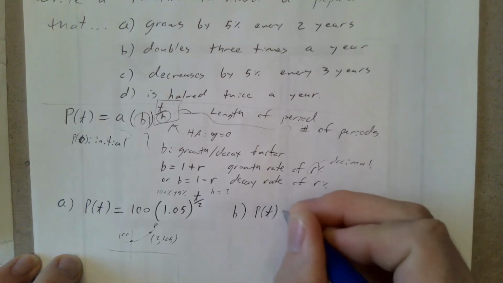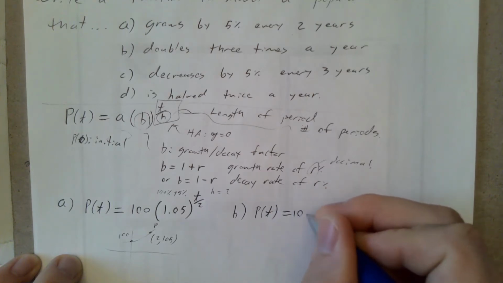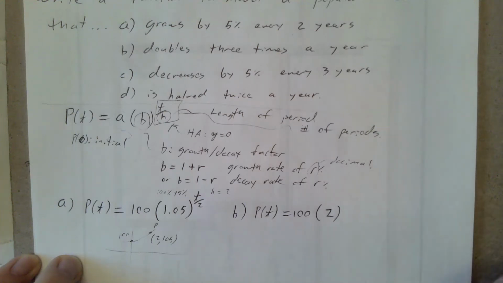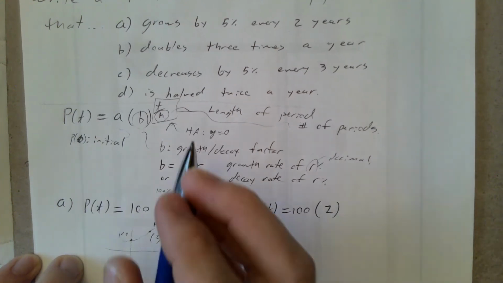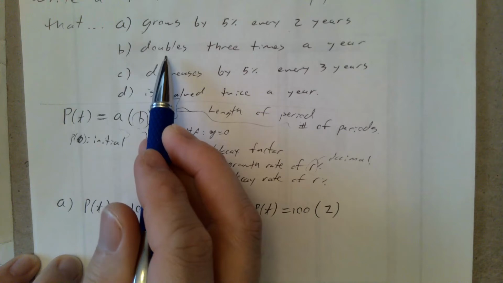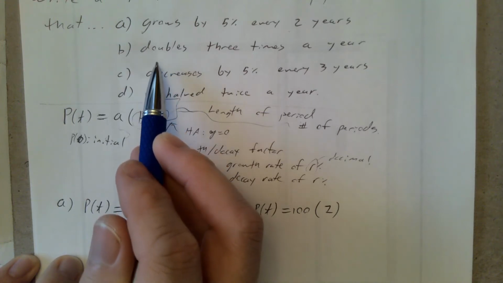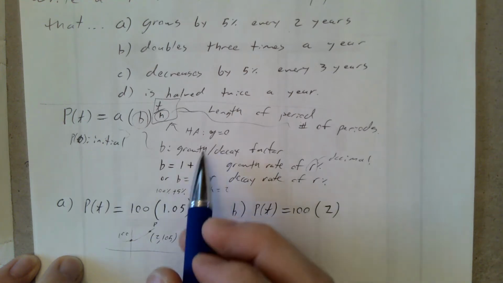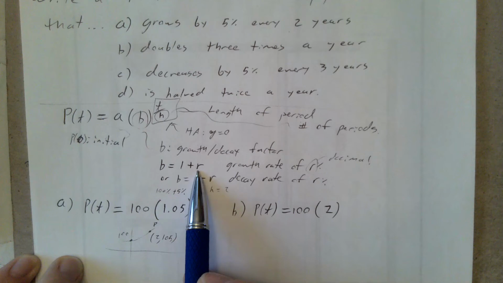Situation B, let's say we have a population of 100 and it is doubling. So I'm going to use a growth factor of 2. Doubling technically means that I'm increasing by 100%. Tripling means I'm increasing by 200%. It's a little surprising because our base is 1 plus our growth rate.